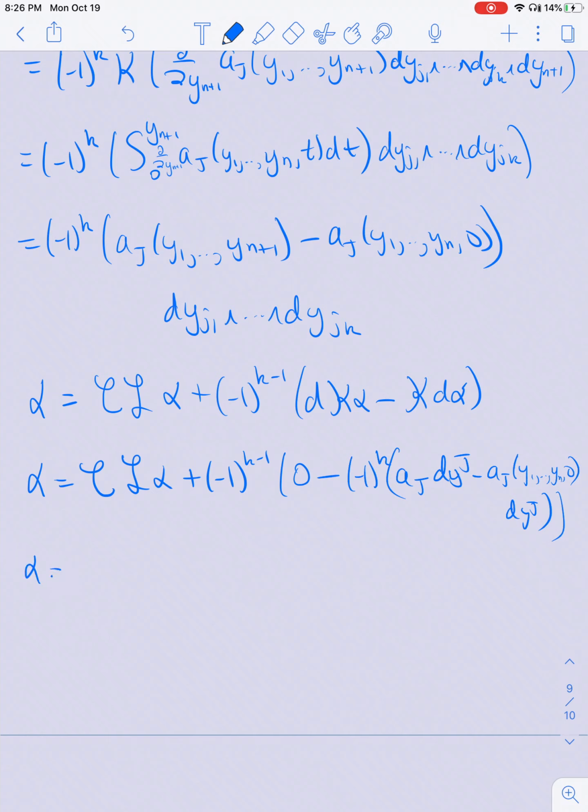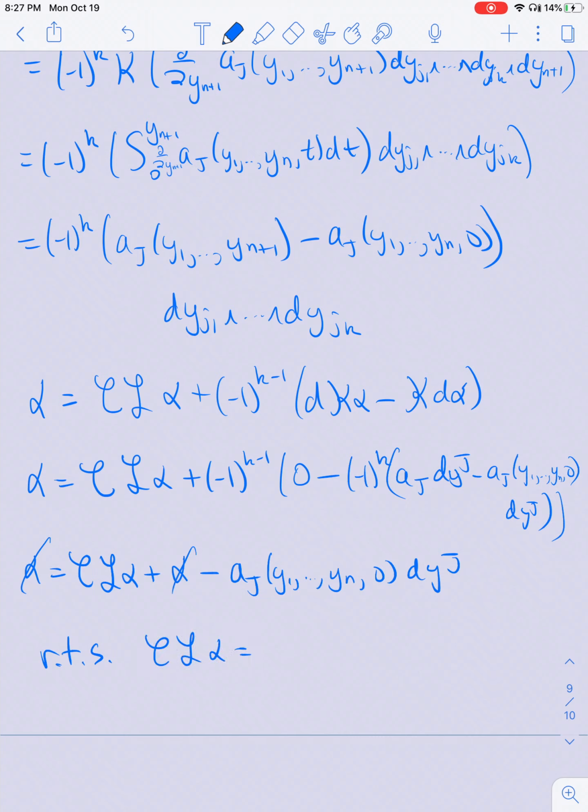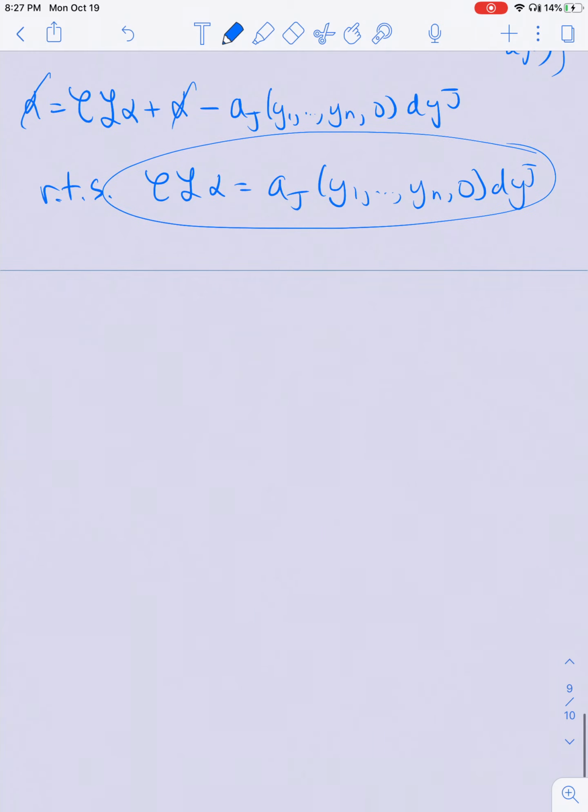So I can rewrite this as alpha equals CL alpha plus, okay, so now -1 to the k times another -1 to the k plus 1 is just now a wash, right? They all are just pluses. So this should become alpha minus a j at y1 through y n, 0 dy j. So I can cross off the alphas, and it remains to show that CL alpha is equal to a j at y1 through y n, 0 dy j. This is all I have to show to finish the proof of the Poincare lemma.